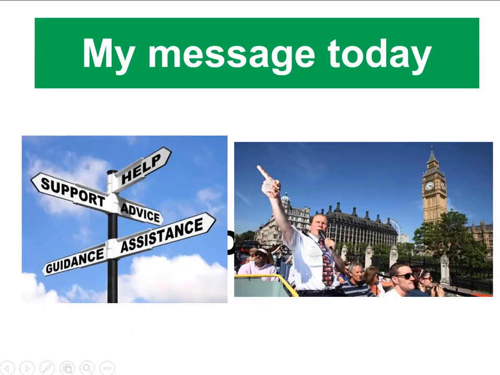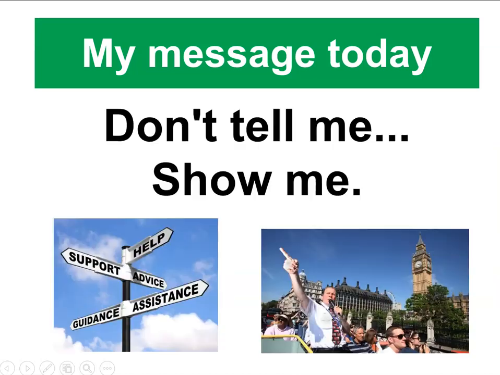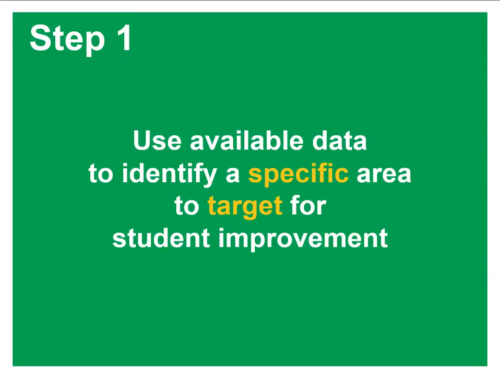So the key message for today is don't tell me, show me, because we want students to show us their understanding. So step one is using the available data to identify a specific area to target for student improvement. And at this stage, when we're looking at, say, our RAP data analysis, it consistently highlights that writing is an area for improvement for our students.